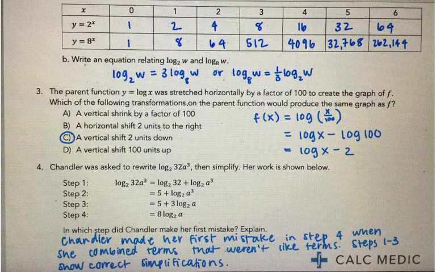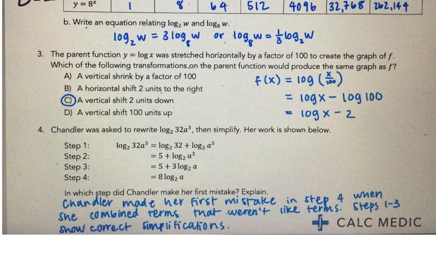Write an equation relating log base 2 of w with log base 8 of w. So they said log base 2 of w was equal to 3 times log base 8 of w, or log base 8 of w is 1/3 log base 2 of w. And that's really because 8 is equal to 2 to the 3rd power. Right, that's where that 3 is coming from. So yeah, hopefully you kind of see that relationship there.